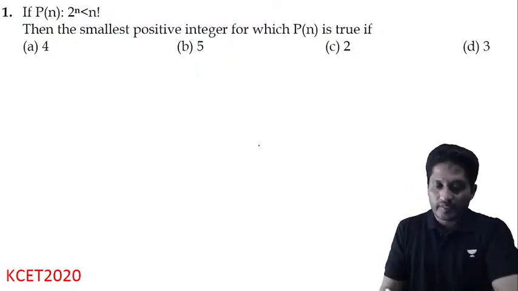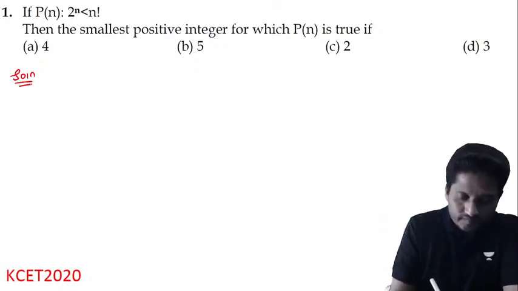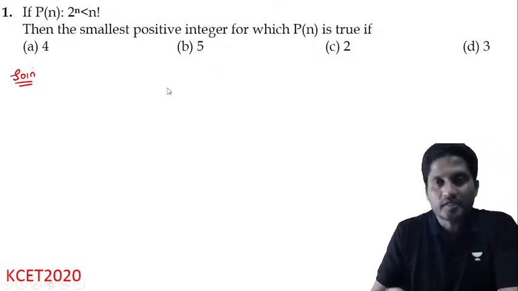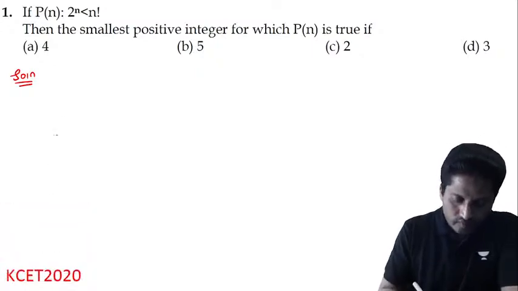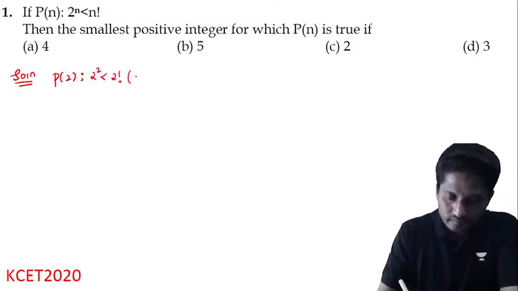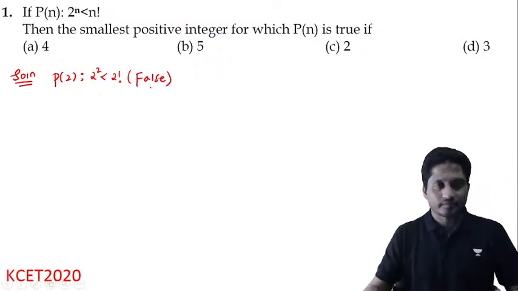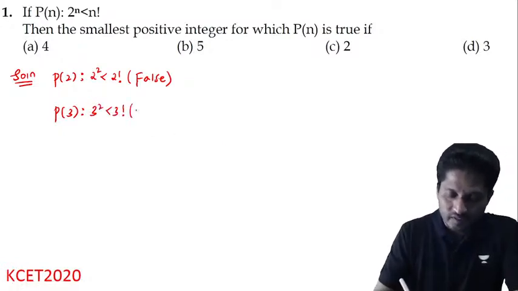The smallest positive integer for which p of n is true. Now the least option is 2 only, right? So if I put n equal to 2, p of 2 is 2 square is less than 2 factorial. That is not possible, so this is false. P of 3 is 3 square less than 3 factorial. 9 is less than 6, even this is not possible.